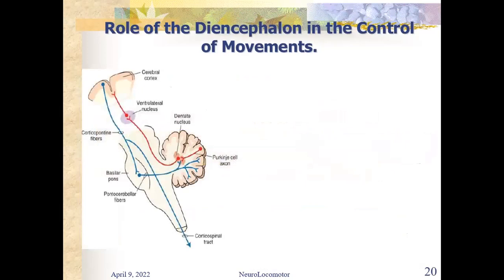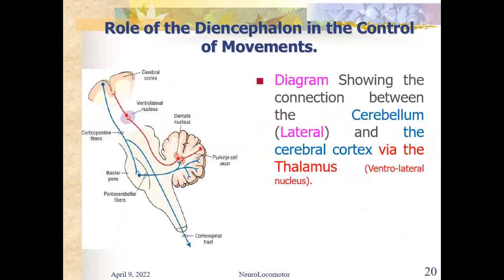When we talk about the diencephalon, what comes to your mind? We are only going to look at the role of the thalamus in the control of movements. When you look at this diagram that I talked to you about earlier, you're going to see the efferent connections from the cerebellar cortex to the dentate nucleus, which is the deep nucleus, and from the dentate nucleus via the red nucleus to the ventrolateral nucleus of thalamus, and from the ventrolateral nucleus of thalamus to the cerebral cortex.